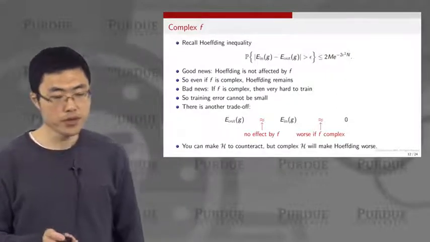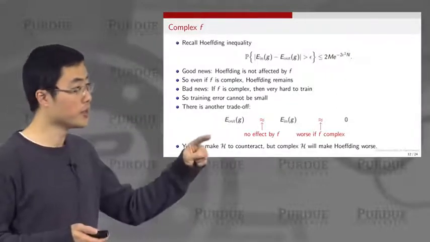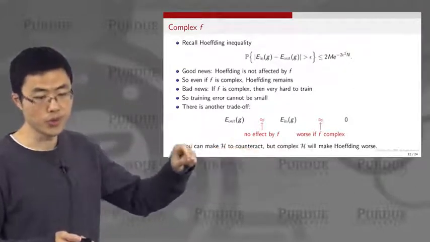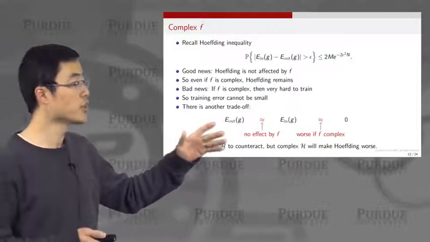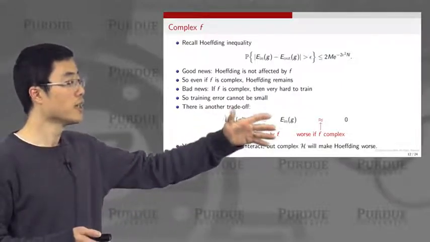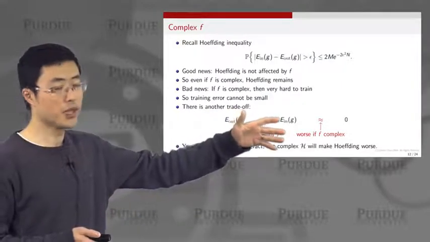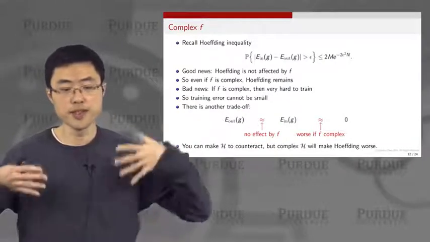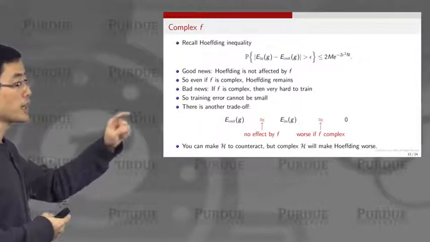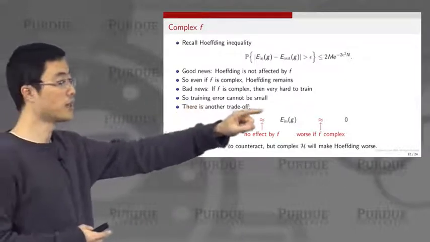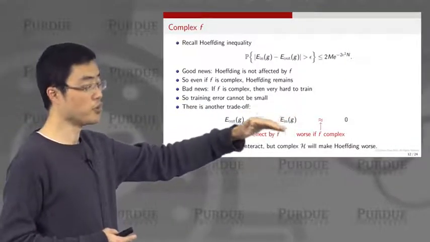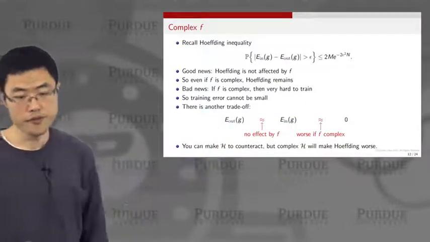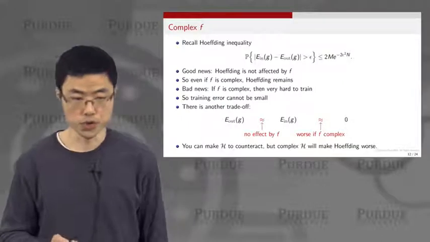So you can make your h to counter f, but the complex h will make the Hoeffding inequality worse. Okay, so what this says is that now, of course, you can say that, hey, my f is really complex, and therefore what I can do is increase the complexity of my h. Now, if you do that, then you can make this in-sample error smaller. But then, as we showed before, your Hoeffding approximation becomes worse.